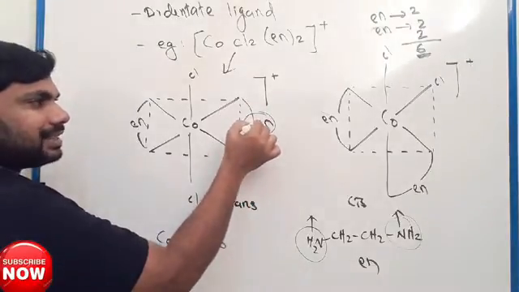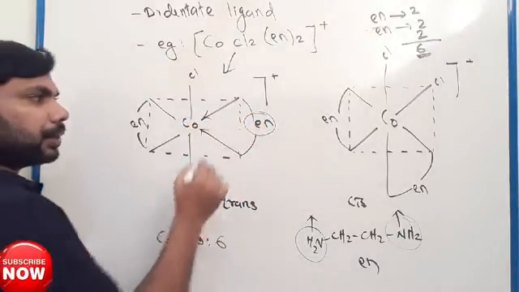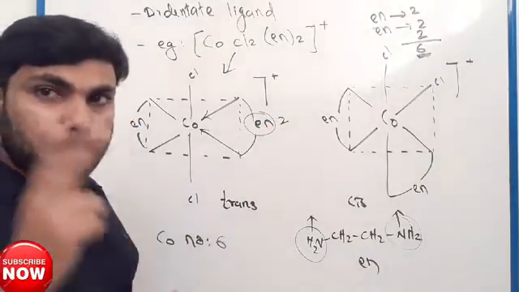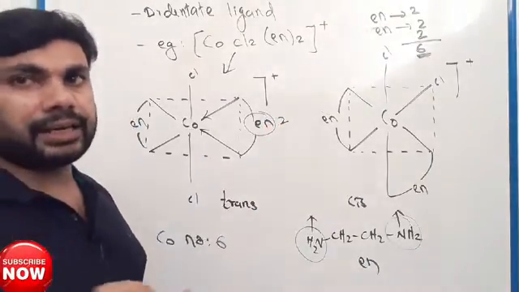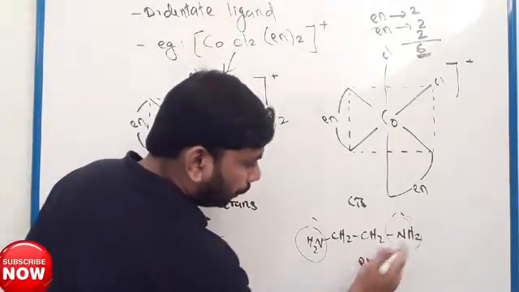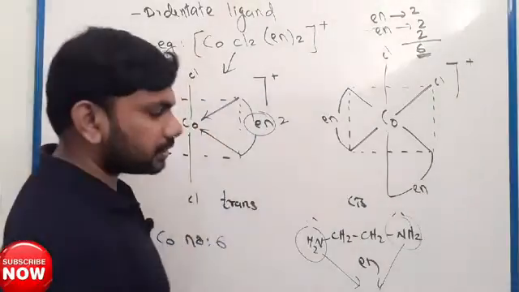From one ethylene diamine there are 2 bonds to the central metal atom. Because it is a didentate ligand, there are 2 bonds from one ethylene diamine. One ethylene diamine makes 2 bonds with the one central metal atom.